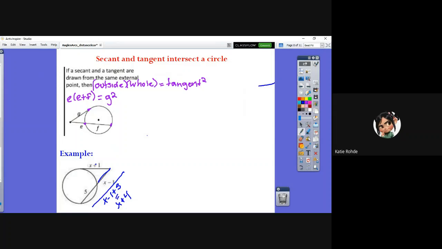So I'm going to mark off a pretty big space for this one because there is some math. So my outside times whole would be x minus 1 times x plus 4. That equals x plus 1 squared. Now we have to math this out. If you got this far, good. At least you set it up right. That's the geometry part. Now here's our algebra part.